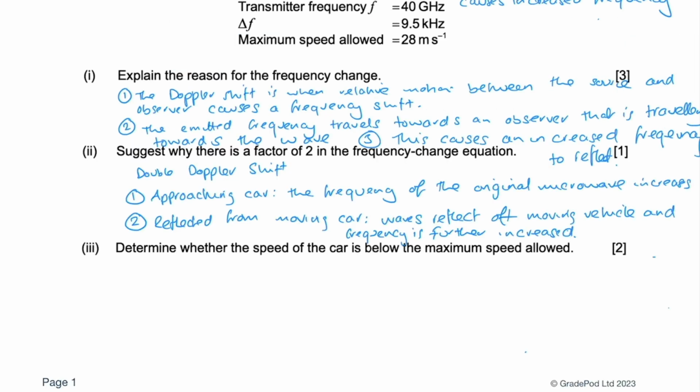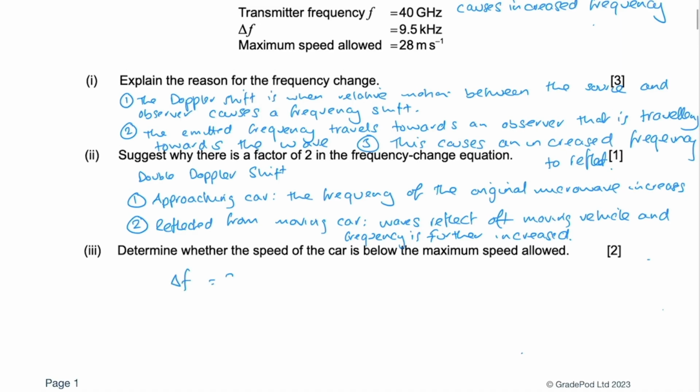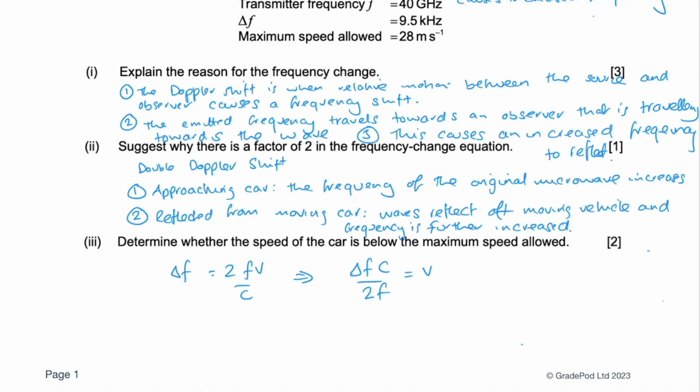3. Determine whether the speed of the car is below the maximum speed allowed. Delta f equals 2fv over c. Let's rearrange for v. Delta f c over 2f equals v. Let's pop in all the data. 9.5 times 10 to the 3 times the speed of the wave, which is an electromagnetic wave, so it's 3 times 10 to the 8 meters per second, over 2 times the frequency, which is 40 times 10 to the 9, and that gives us 35.6 meters per second.